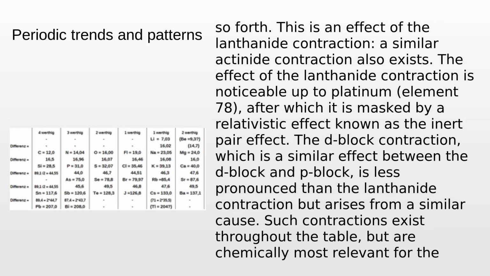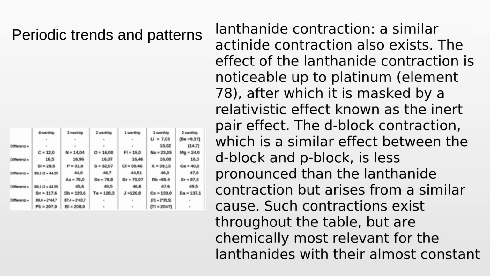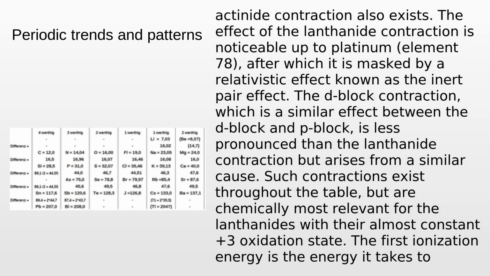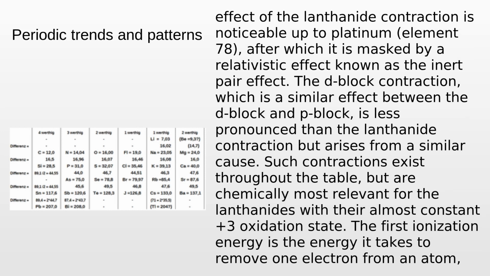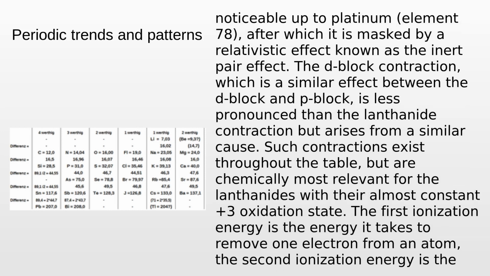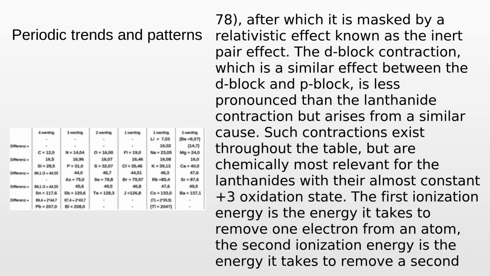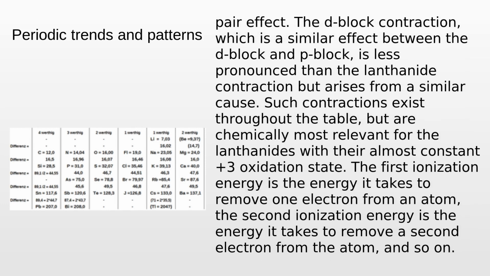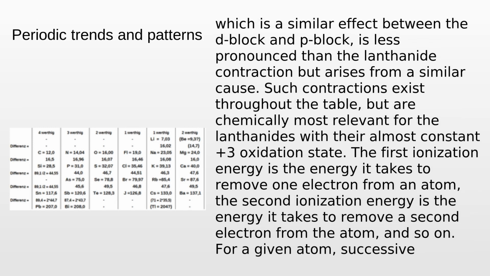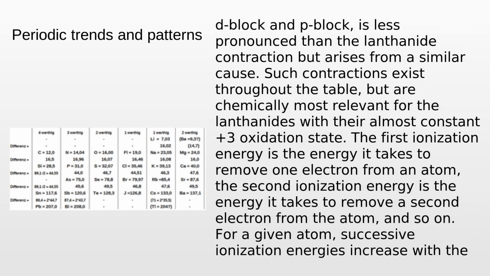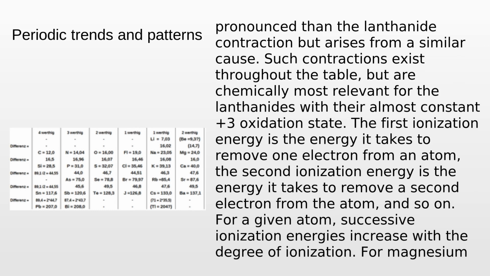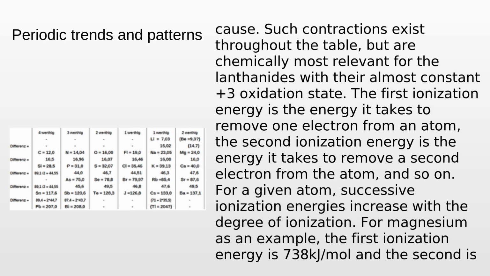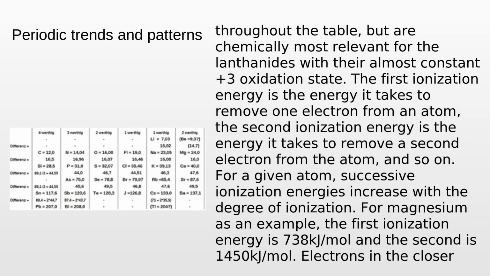A similar actinide contraction also exists. The effect of the lanthanide contraction is noticeable up to platinum, element 78, after which it is masked by a relativistic effect known as the inert pair effect. The d block contraction, which is a similar effect between the d block and p block, is less pronounced than the lanthanide contraction but arises from a similar cause. Such contractions exist throughout the table, but are chemically most relevant for the lanthanides with their almost constant +3 oxidation state.